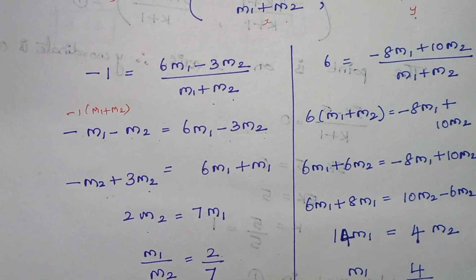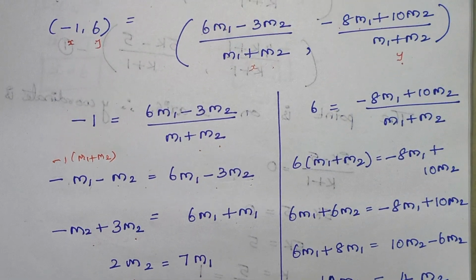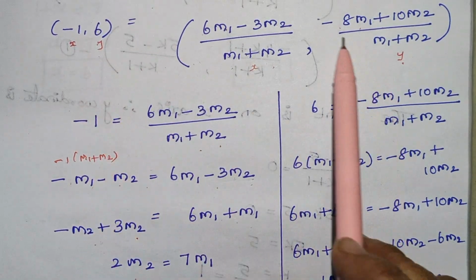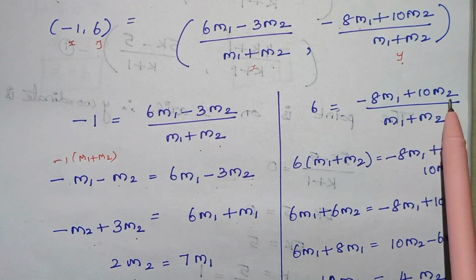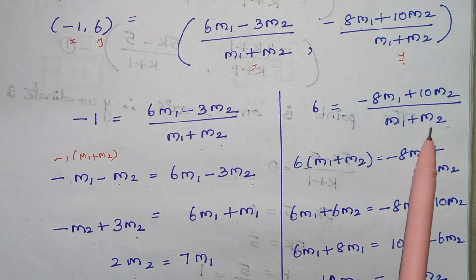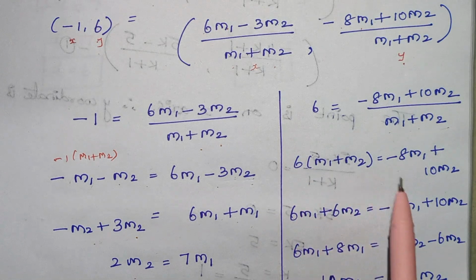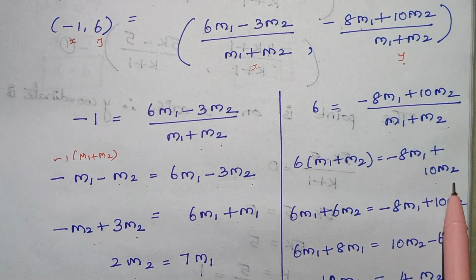The same way, here I am equating my y terms, right? So when you equate the term, you see 6 is equal to this part, minus 8m1 plus 10m2 by m1 plus m2. I am moving this m1 plus m2 to the left hand side. So here I got 6 into m1 plus m2 equal to minus 8m1 plus 10m2.